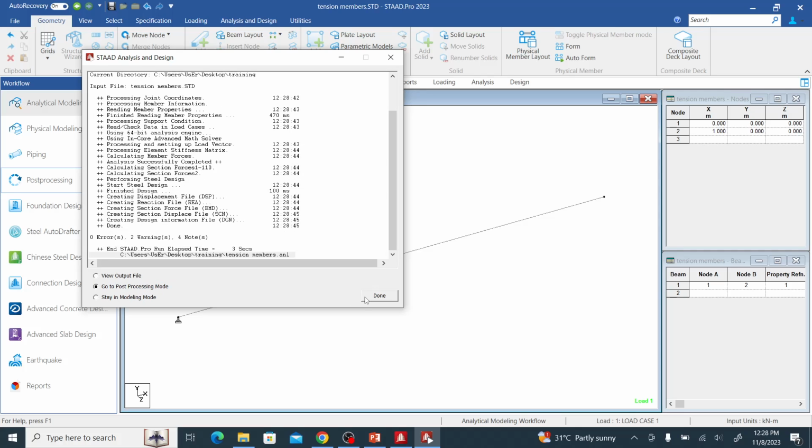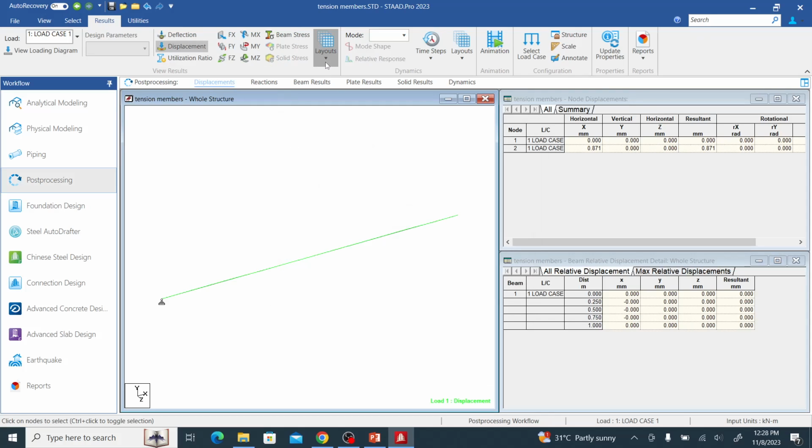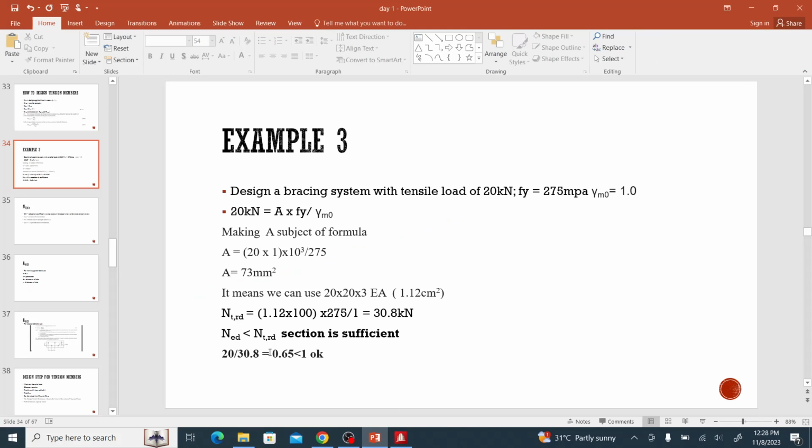Okay, so post processing. We have this. We can see our utilization ratio of 0.65, which is similar to what we had manually.